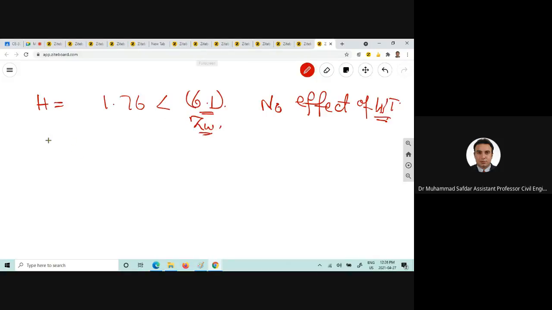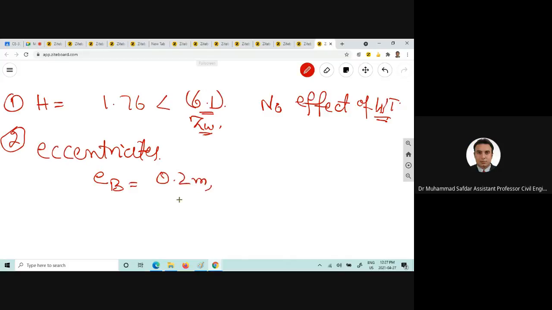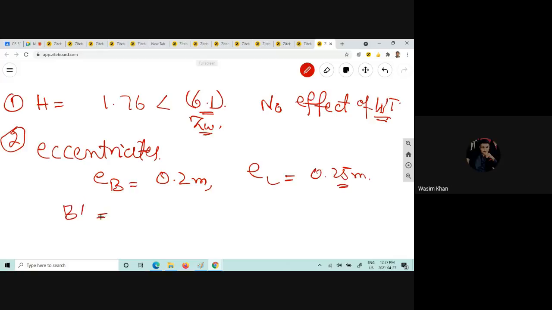Now for the case of eccentricities, how about the EB? 0.2. Perfect. Okay, 0.2. And how about the EL? 0.25. Excellent. 0.25. And how about the effective dimensions? Sorry, effective width is equal to 1.4, yes, and effective length is equal to 1.3. Yes, sir. Sir, the effective area is 1.82.